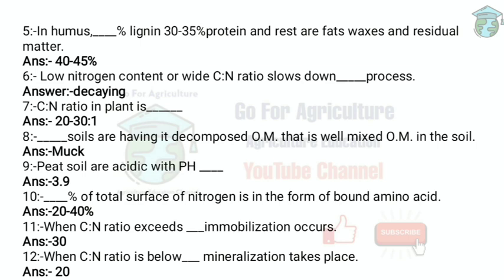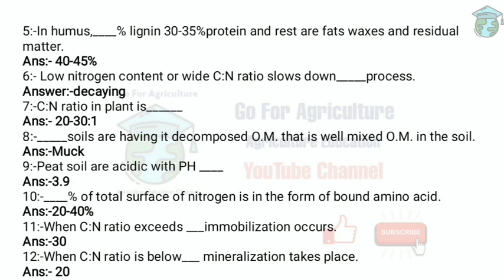Low nitrogen content, or a wide CN ratio, slows down the decaying process. This is one of the conditions: when the CN ratio is wide, that is, when there is low nitrogen content, the decaying process is slow. Now the CN ratio in plants is mostly 20 to 30 is to 1, but the CN ratio in sawdust is 400 is to 1.